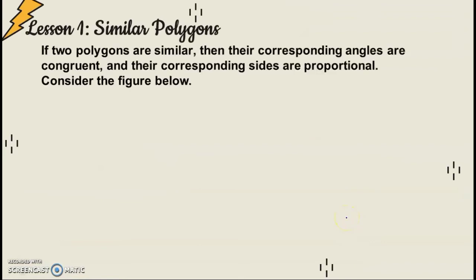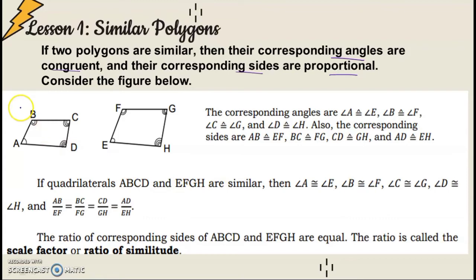So, similar polygons. Sinabi dito, if two polygons are similar, then their corresponding angles are congruent and their corresponding sides are proportional. So, yun yung dalawang kondisyon. Corresponding angles are congruent, corresponding sides are proportional. Ano ba yung corresponding? Okay.